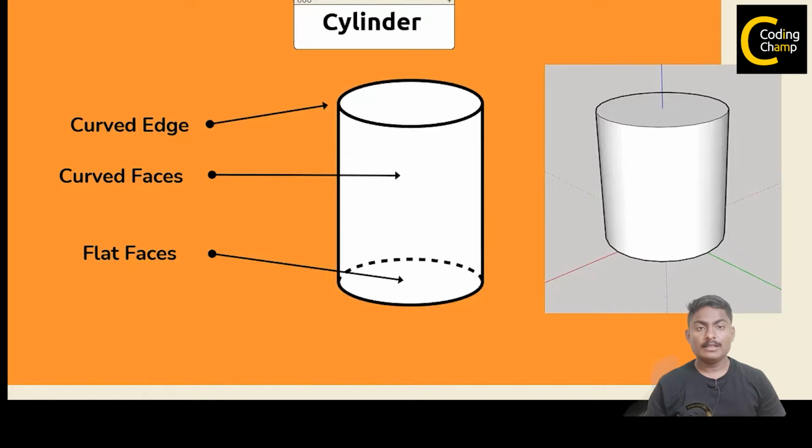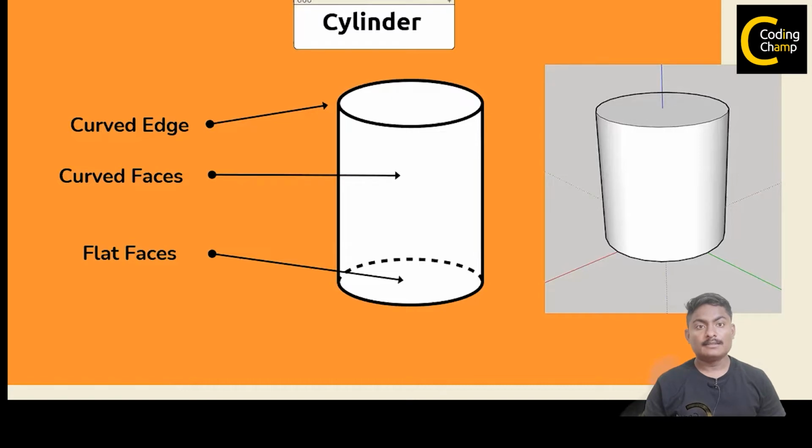In the last class, we learned about cube and cuboid, and we saw how we can design cube and cuboid in Google SketchUp. In this class, we are going to learn about cylinder. What is a cylinder? What are all the parts of a cylinder? And how can we create the cylinder shape in Google SketchUp?